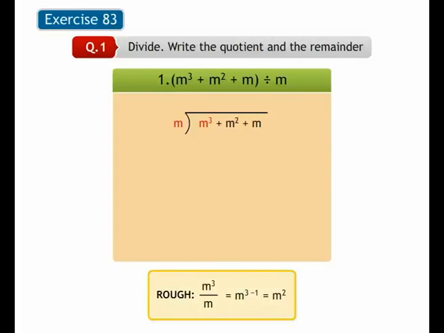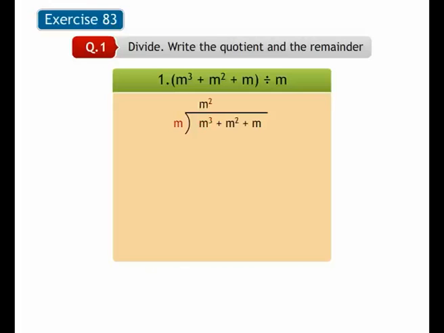As m in the denominator has no index, it means 1. Hence, m cube upon m is equal to m raised to 3 minus 1, which is equal to m square, and that becomes the first part of the quotient. Now we will write m square as the first part of the quotient above the line and the product of m and m square, that is the product of the divisor and the quotient, which is equal to plus m cube, exactly below the first part of the dividend.